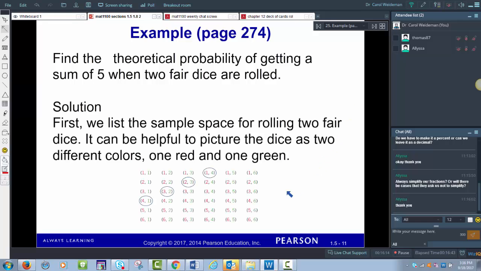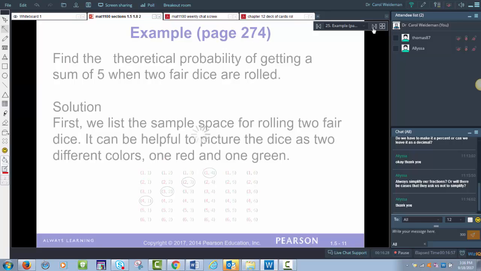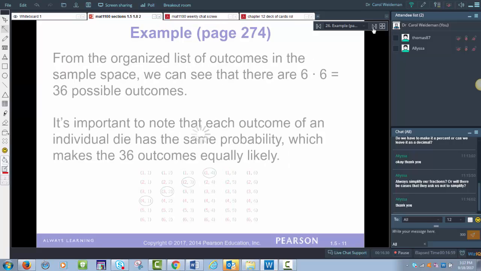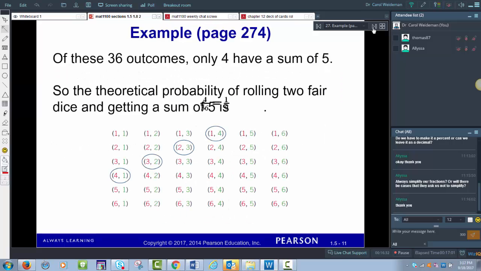Okay, so again, if you look at that little grid I just showed you, if you look across here, here's 5. 1 plus 4 is 5. 2 plus 3 is 5. 3 plus 2 is 5. 4 plus 1 is 5. So it's 4 out of the total of 36. So the probability should say 4 out of 36 or 1 out of 9.